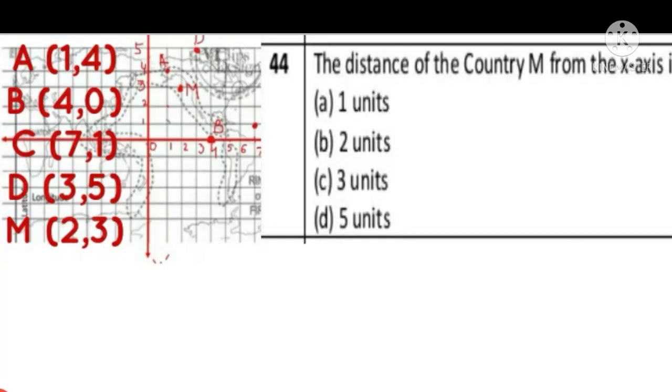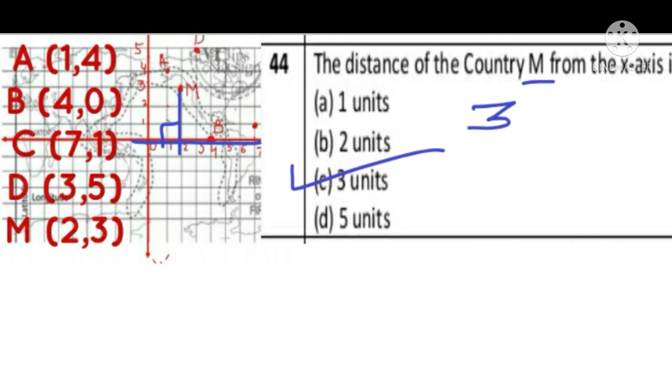In question number 44, we are supposed to find the distance of country M from x-axis. Now see, M from x-axis, this is the distance. Distance is always the perpendicular distance. So this is x-axis and this is the distance, which is clearly 3 units. So directly we can say that the answer is 3 units.